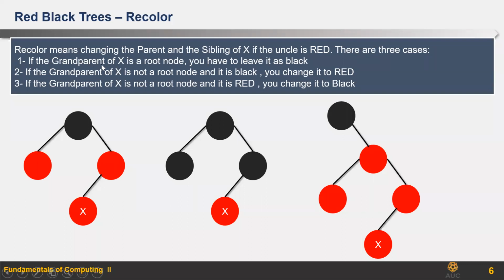This means that there are 3 cases. If the grandparent of X is the root node, you have to leave it as black. If the grandparent is not a root node and it is black, you change it to red. If the grandparent of X is not a root node and it is red, you change it to black.